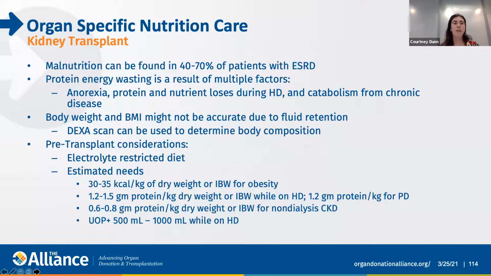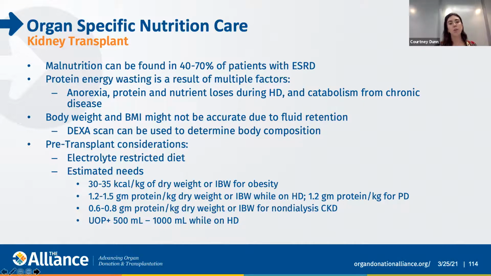So organ-specific care. For kidney transplant patients, malnutrition can be found in 40 to 70% of patients with end-stage renal disease. And the malnutrition is usually a result of multiple factors. So anorexia, protein and nutrient losses during dialysis, and just high catabolic state. The body weight and the BMI likely might not be accurate due to fluid retention. So always work with their dialysis dietitian to determine their dry weight, or needs can be assessed using ideal body weight.